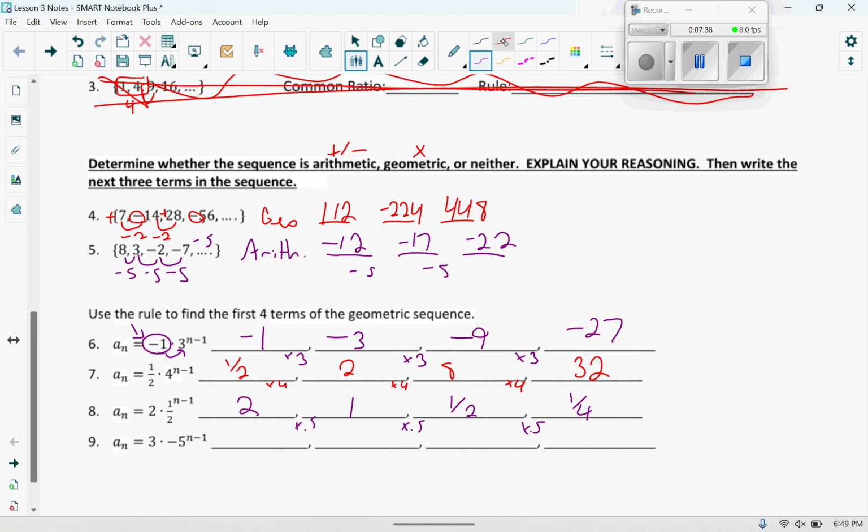Okay, and then for this last one, I'm going to start with 3. I'm going to say times -5 is -15. Times -5 is positive 75. So notice the positive, negative, positive. So I already know that the next one is negative. And so when I multiply that by -5, I get -375.